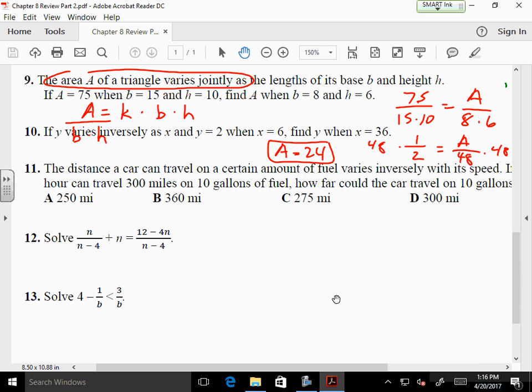If you knew the area was base times height divided by 2, you could do that a lot quicker. K was a half. So instead of base times height divided by 2, it's more like 1/2 base times height, where the K is a half.